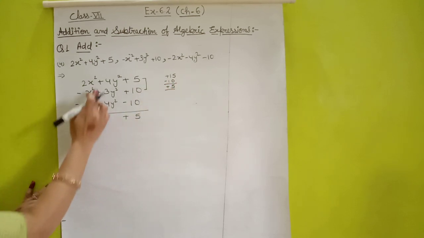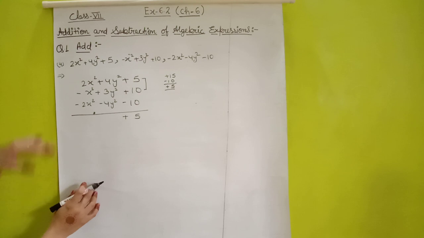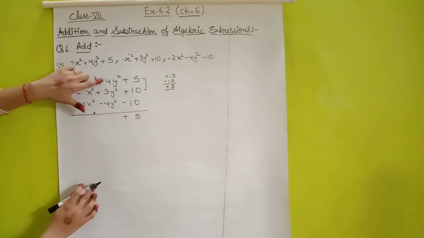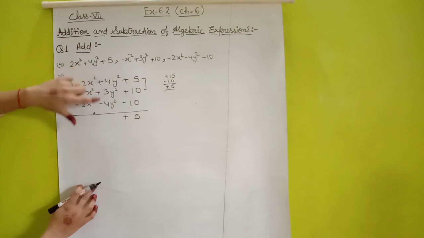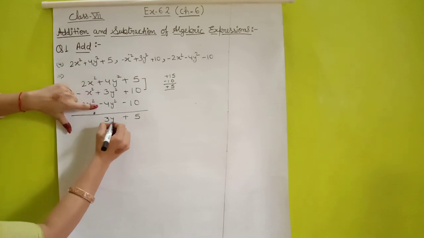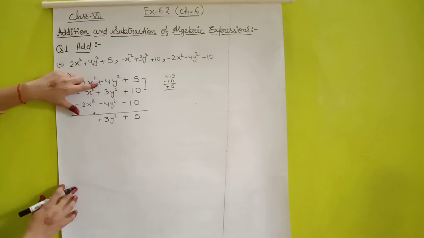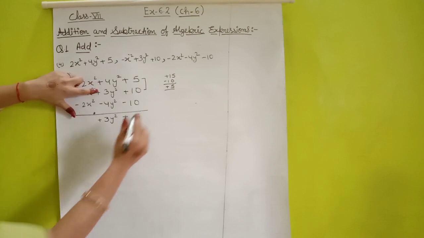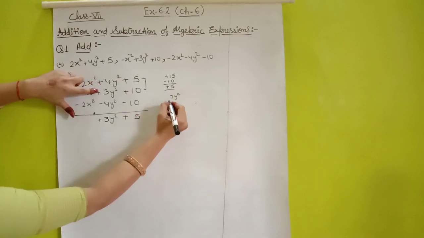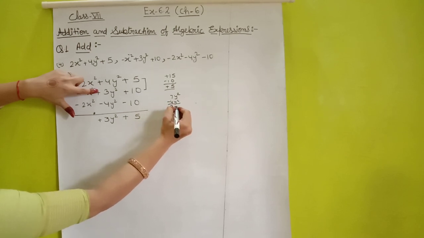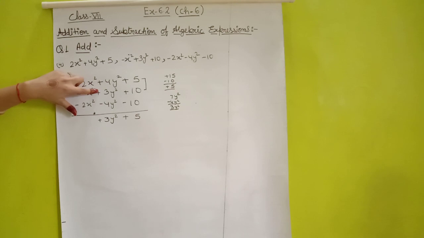Okay students. Now here this 4 and this 3 both are having plus sign. So 4 plus 3, 7. 7 minus 4, what will come? 3y square with the plus sign. Because 4 plus 3, 7 is having plus sign. Okay. So 7y square minus 4y square. What will come? 3y square with the plus sign.